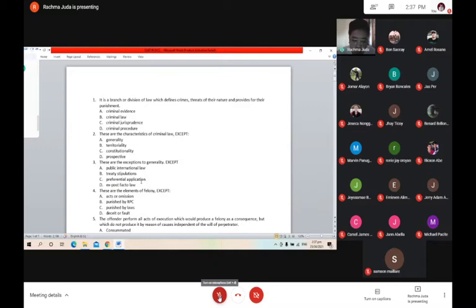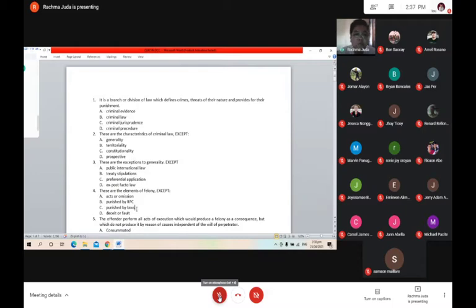Next, number three. These are exceptions to the generality except. So, these are the exceptions, right? We have the head of state, the agreements with other countries, and congressmen and senators during session. Head of state refers to public international law. Agreements with other countries refer to treaty stipulations. Congress or senators during a session refer to preferential application. So the answer is Delta. Answer number three is Delta, the one that does not appear among the exceptions to generality.